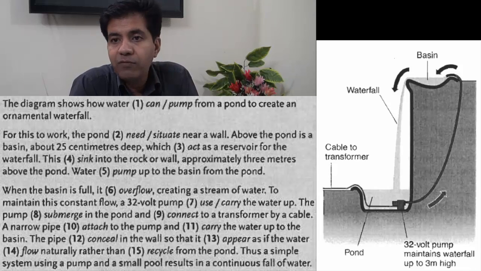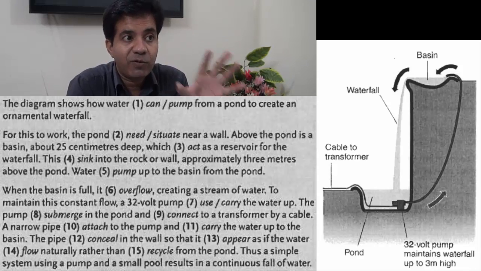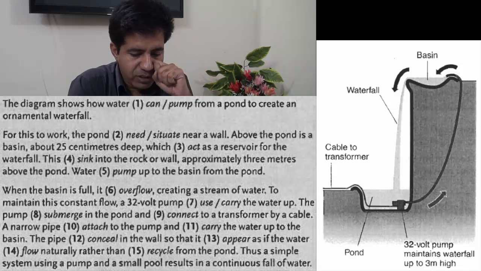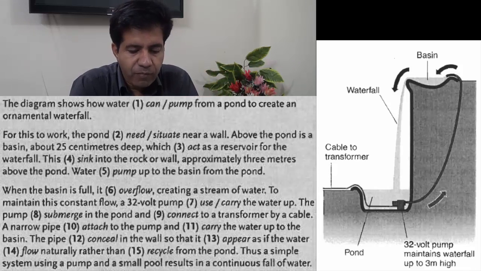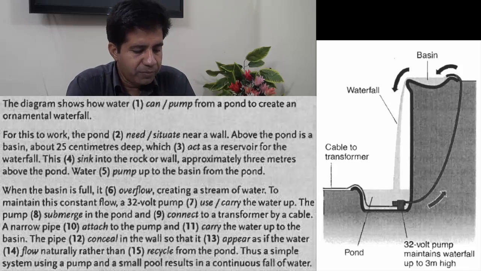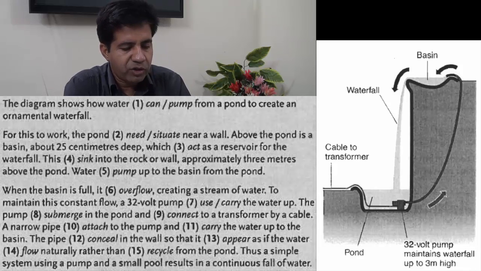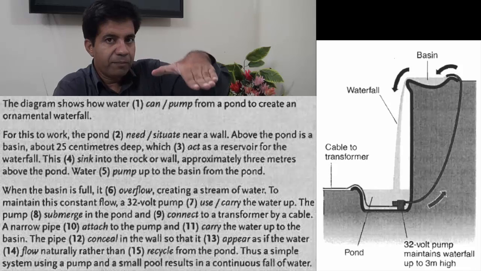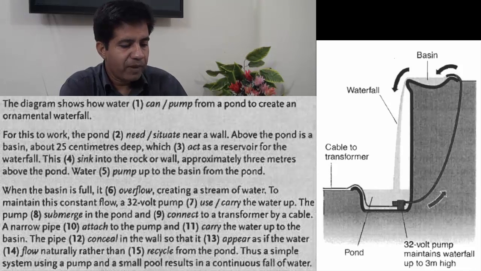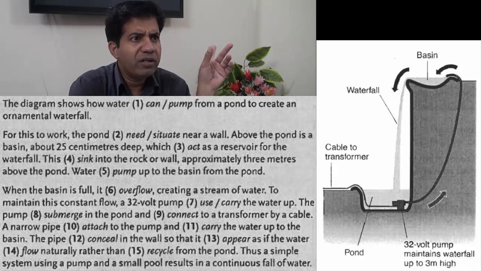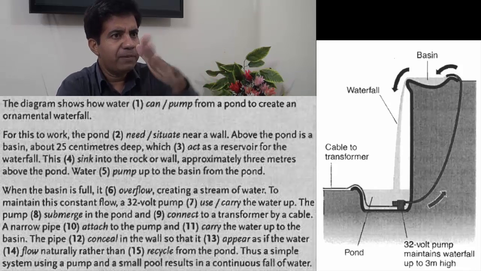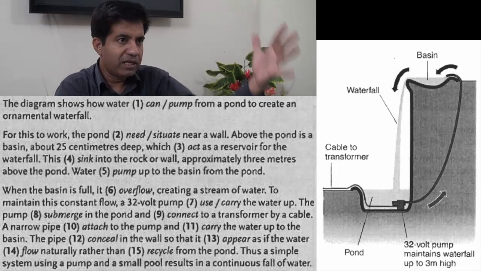In report writing we use passive voice. In essay writing even we use passive voice. How water can be pumped from a pond to create an ornamental waterfall. Now there is a pond. From there they pump the water, water goes up to the basin, and from the basin it falls down. Have you seen any waterfall? In Lahore there is a waterfall. So water goes up, then there is the basin, and then from there it comes down.